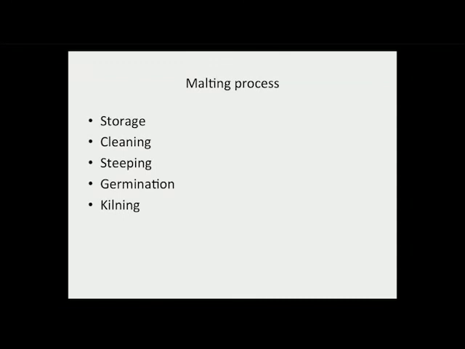So once we've received the grain and it has met our specifications, then we are ready to start the malting process. The malting process consists of storage, cleaning, steeping, germination, and kilning. Sometimes you'll hear germination referred to as modification, but essentially the same thing. Modification usually ends up talking about the enzymatic process that happens during germination.